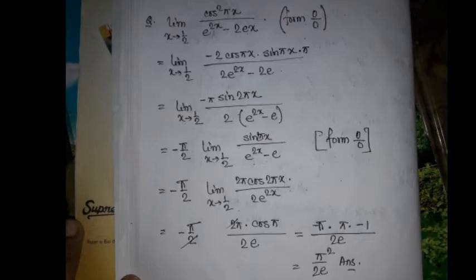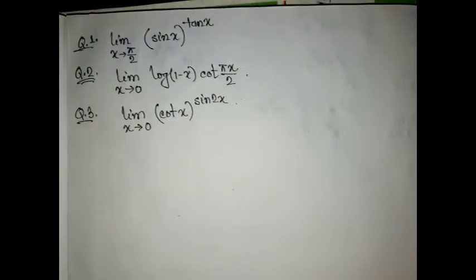See this problem. In this problem, limit x tends to half of cos square pi x by e to the power 2x minus 2ex. If you put x equals to half, then it will be of the form 0 by 0. So differentiate numerator and denominator. After that, simplify it. Then finally in the fourth line you will again get 0 by 0. So again differentiate and put the value, then definitely you will get the answer. Hope you will understand it.